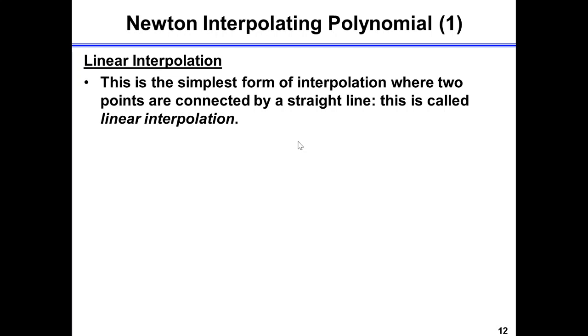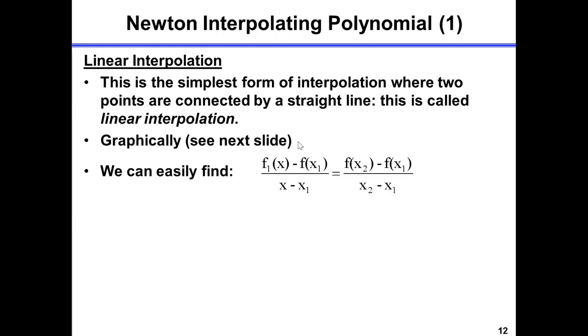When we say linear interpolation, this is the simplest form of interpolation, where 2 points are connected by a straight line. When they're linear, it makes sense that you're going to connect them by a straight line. This is called linear interpolation. In the next slide, we are going to see the graphical form, the figure of it.